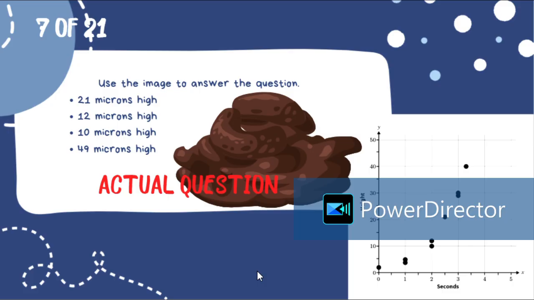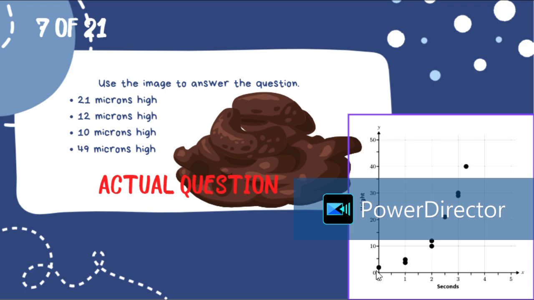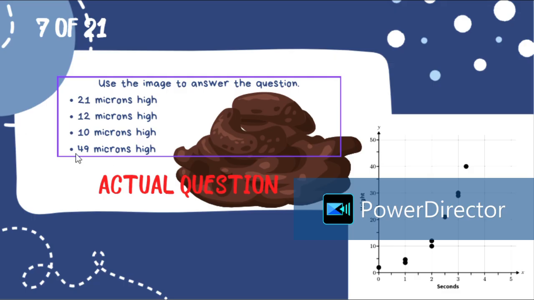The only thing that I can assume is we're dealing with height. So if this is all you have, this is my best guess because I've taken way too many tests through my life. Okay, so we're dealing with height here. So 2.1 microns high is right here, and there's only one dot. 12 microns high is about here. Okay, 10 microns high is about here, and 49 microns high is not even on here. So that's not going to be an option, whatever the actual question is.